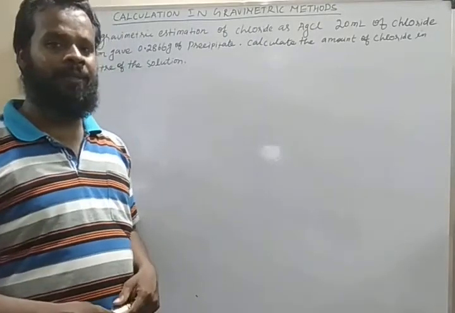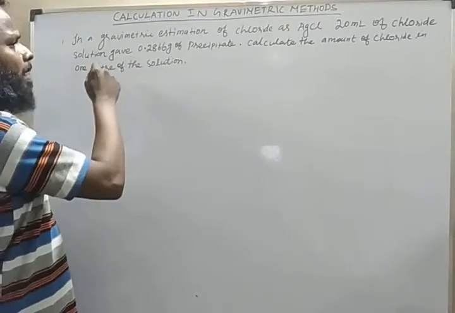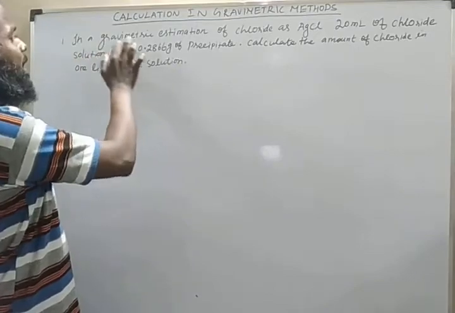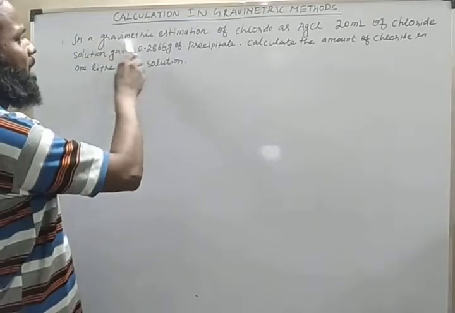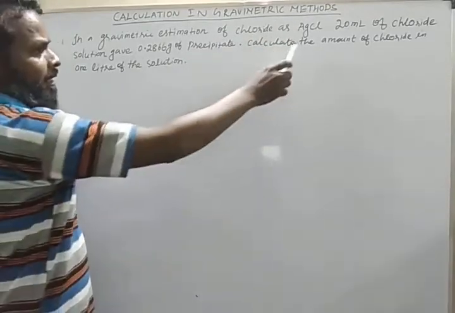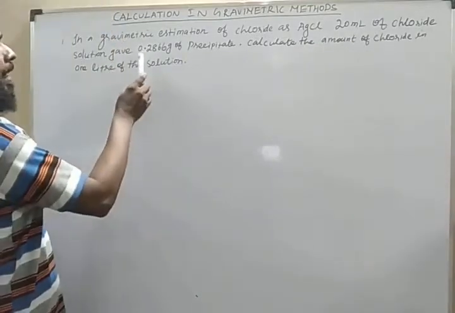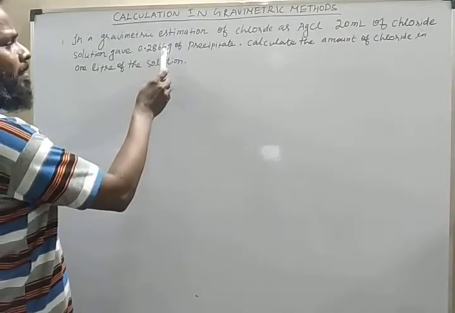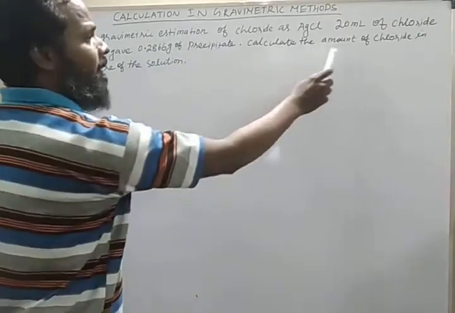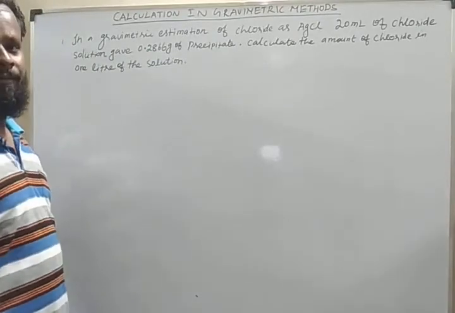Let us take an example. Here I have given a problem. I read out the problem. The problem says, in a gravimetric method or gravimetric estimation of chloride as AgCl, 20 ml of chloride solution gave 0.2866 gram of precipitate. Calculate the amount of chloride in 1 liter of the solution.